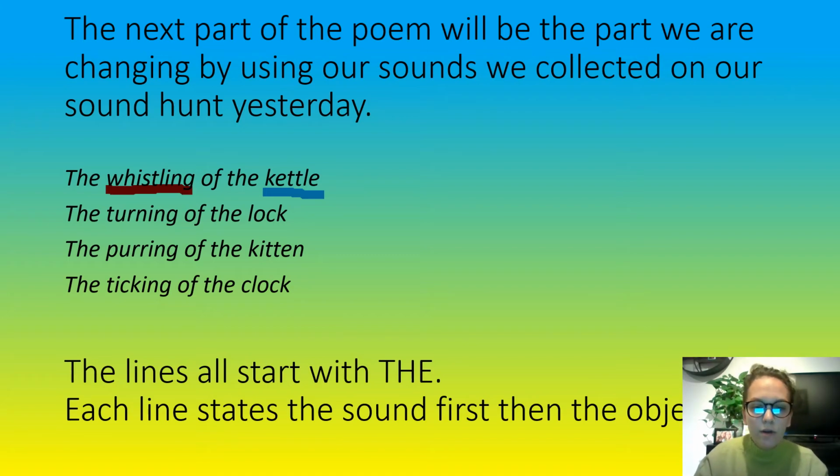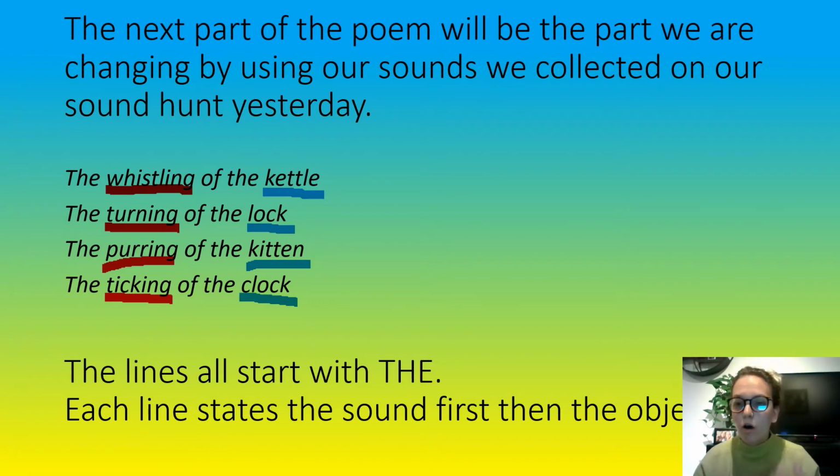So you can see if you carry on looking, the turning is the sound, of the lock is the noun, the object. The purring is the sound, of the kitten is the noun. And then finally, the ticking is the sound, and the clock is the noun, the object, the name of the thing that is making that noise. And this is the specific structure that we're going to be following in our poem.